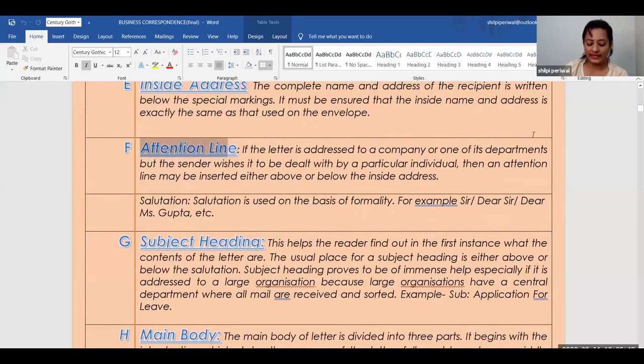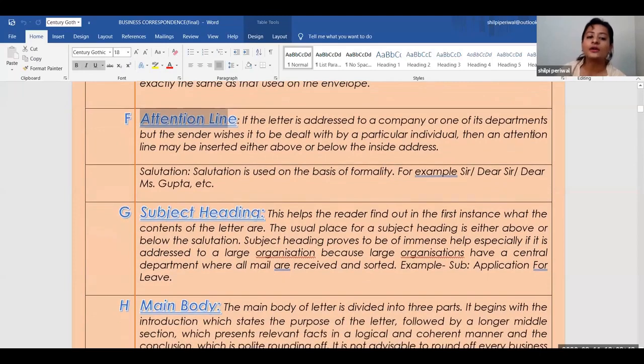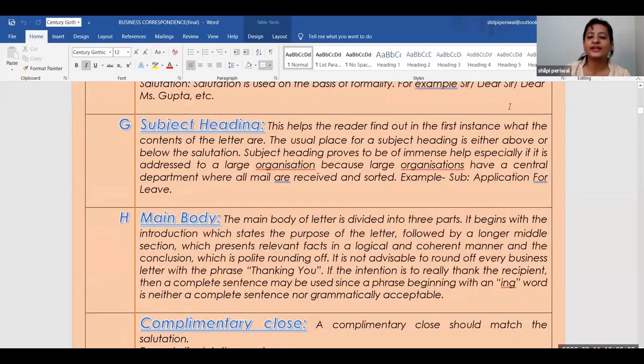Supposing you are sending a letter to Reliance. In that, you should mention on the letter, in the first line itself, for the marketing department or for the HR department. So like that, one attention line should be there. Salutation, all of you know what is salutation, right? Sir, dear sir, etc. Subject heading should be there. I think all of you would know this.